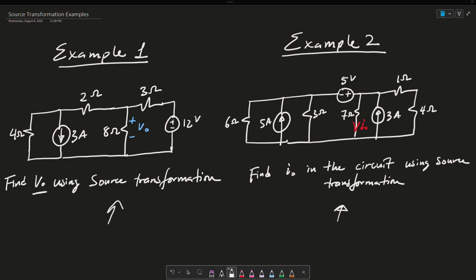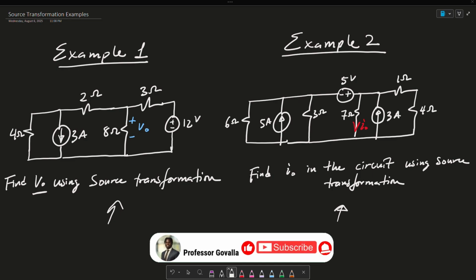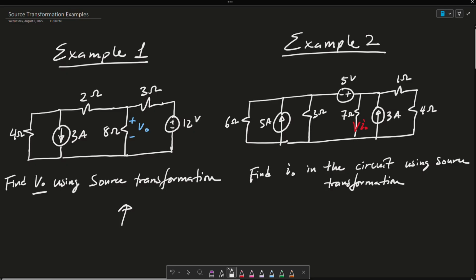My name is Professor Govalla, and today we're going to be doing two source transformation examples, specifically this one and this one. If you would like to pause the video and see if you can try these on your own, then come back to the video and see if you got the right answer.